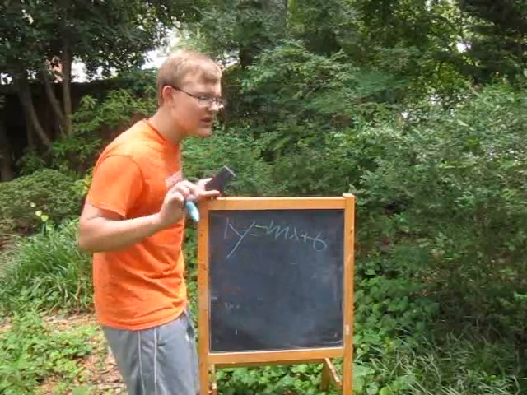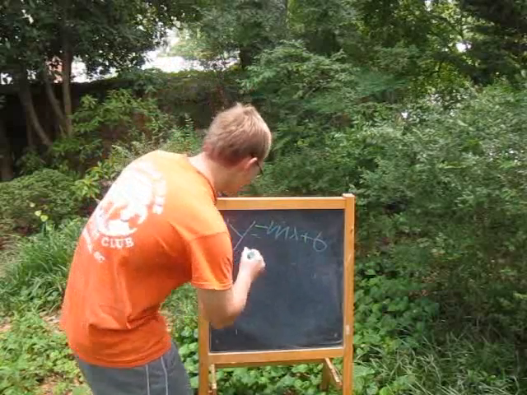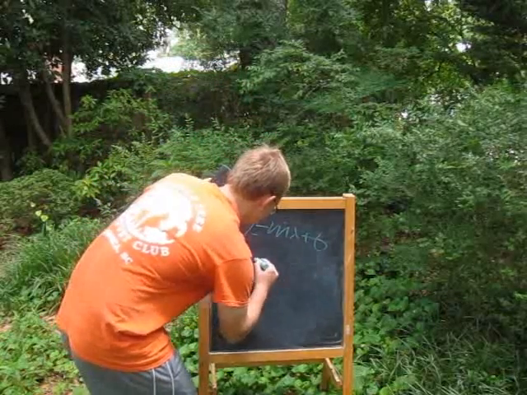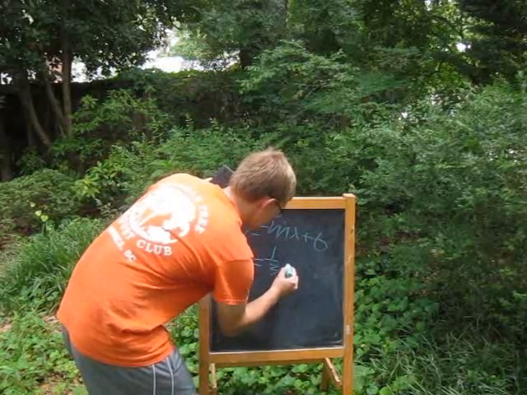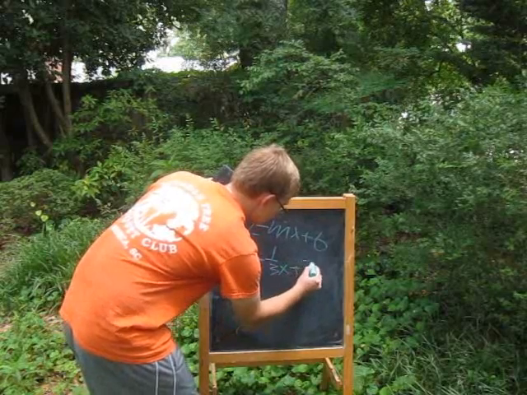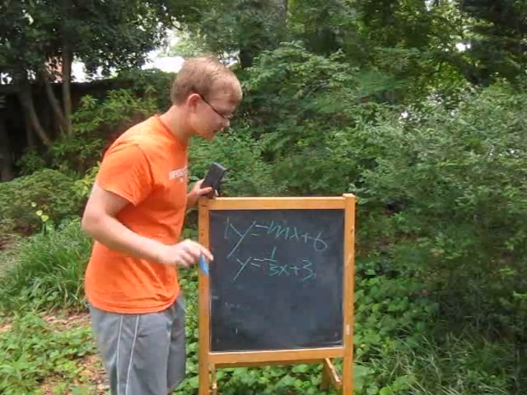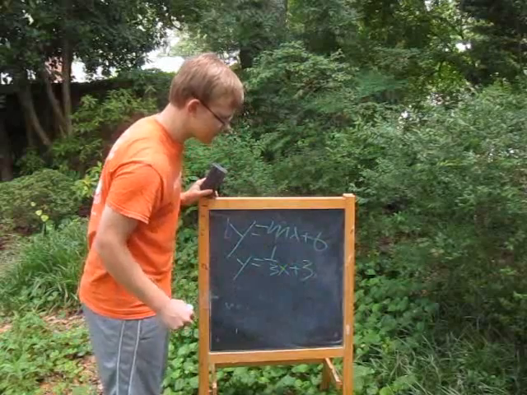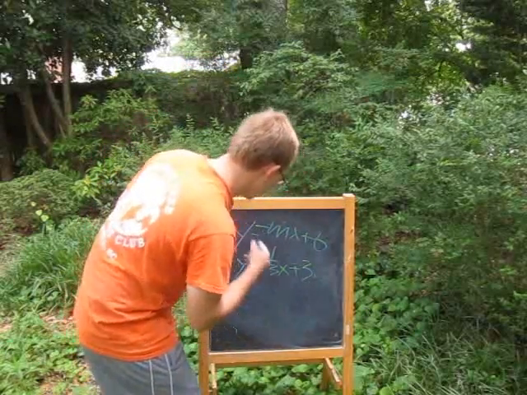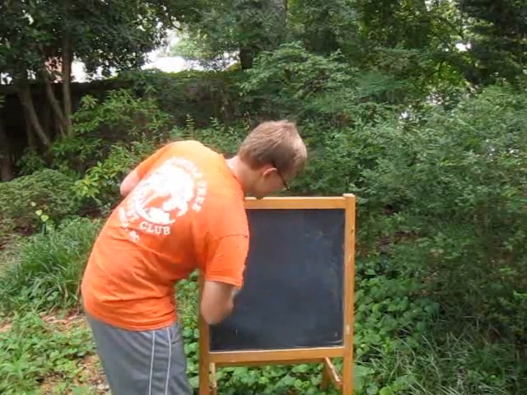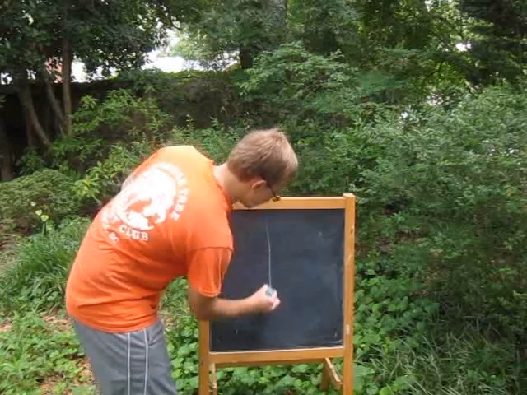So here, let me give you an example. So we have y equals 1/3 x plus 3. 1/3 is the slope, and 3 is the y-intercept. And let me show you how to graph this. So we got a graph right here.